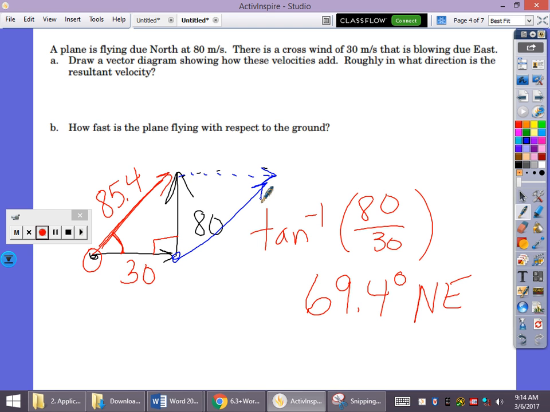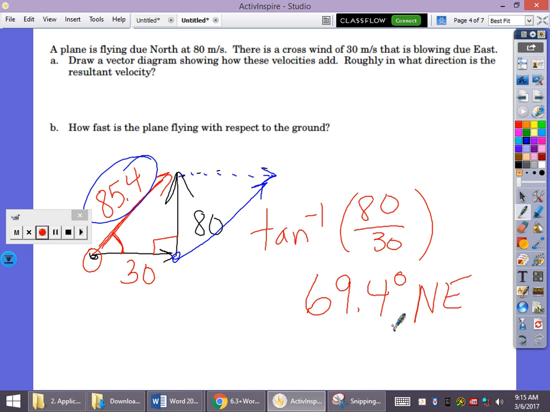Question? It's not going to tell you which one to use for speed. It's going to ask you to find the speed. So you have to do both. You have to find the direction and the speed. This is the speed. This is the direction. Yes.